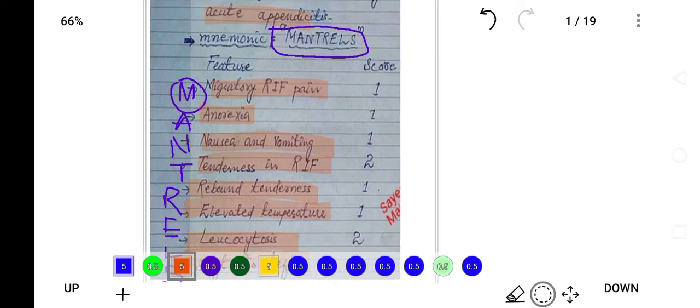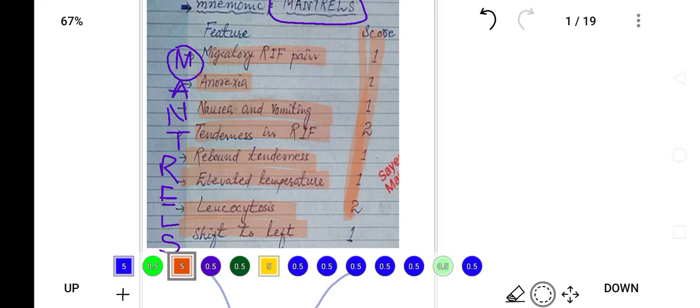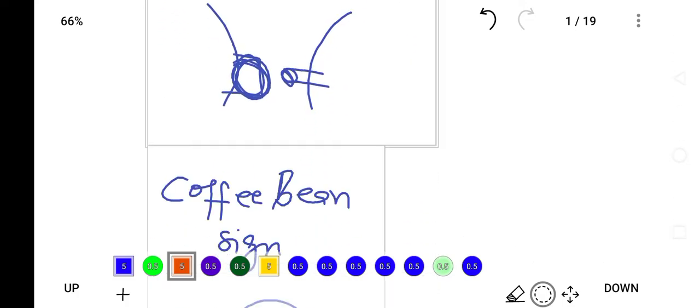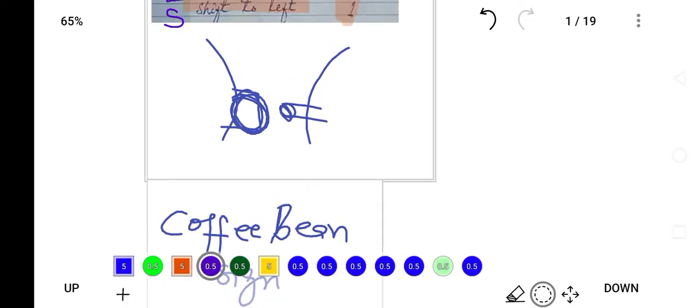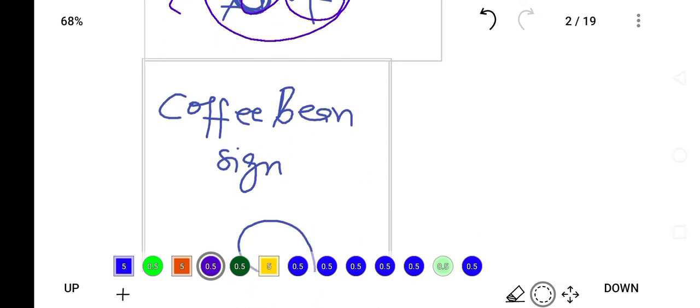The score, as you can see on the side, is the Alvarado score, which is a kind of grading scheme for the appendicitis patient. For every complaint the points are 1, 2, 1, 2, as you can see. This is an indication of the shifting pain: when this is the right iliac fossa and the left iliac fossa is touched, the patient will complain of pain, so that is known as shifting pain.